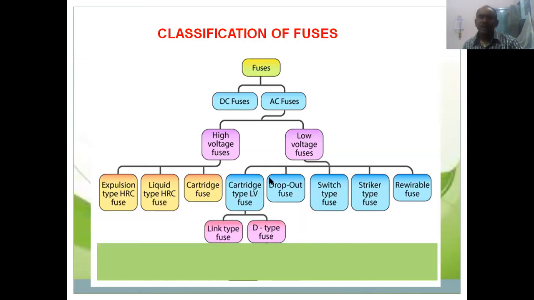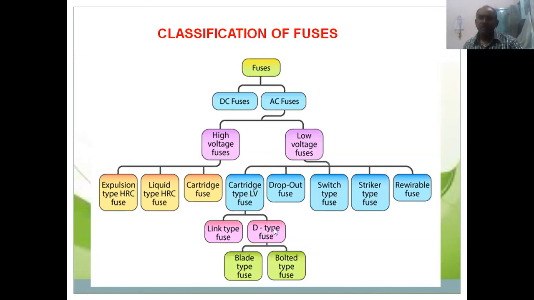Now, coming to the cartridge fuses, here is a link type fuse and a D type fuse. So, what is a link? The link is connected to how your HRC fuses are fitted to the two contacts. The D type is the cap type, and this is the cap type. So, we can see later. Now, the D type fuses are one is a blade type fuse, another is a bolt type fuse. So, these cartridge type LV fuses are generally used in industries where the motors carry a large amount of current. These are the basic classification of fuses.